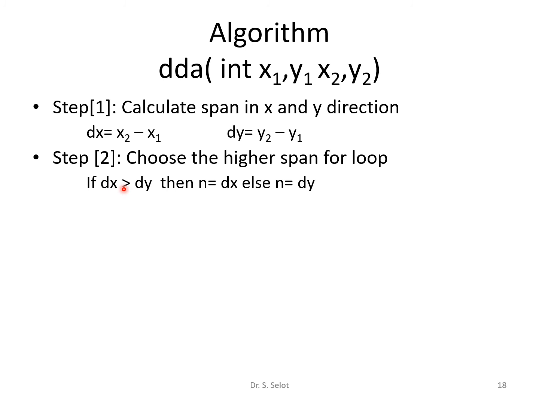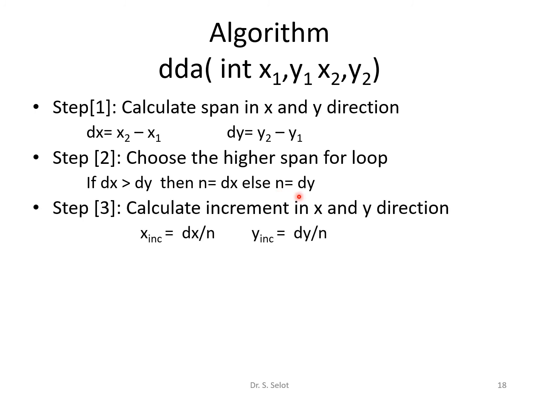If dx is higher, then n is set to dx. That is the number of times our loop will be iterated. Otherwise, we set n as dy. Once we have set n, we calculate the increment. We have to increment the values in x as well as in the y direction. This is a generalized algorithm. Both the cases are incorporated into one algorithm.